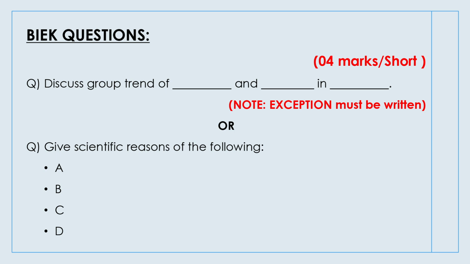So the first question that you get in your board examination is for the group trend. Make sure that whenever you attempt the question for the group trend, there are few exceptions in the P block for some specific group. Those exceptions along with their reason must be mentioned to attain full marks. From these group trends we also get the scientific reasons.